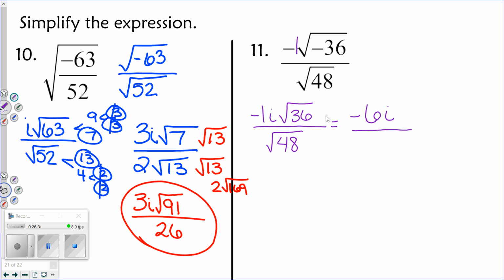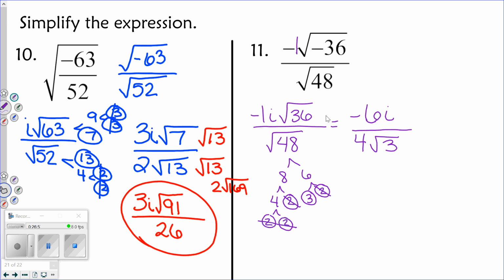Good. I can simplify the 48. Factor tree there. Okay, 8 and 6. 4 and 2. 2 and 2. 3 and 2. Good. Pair of 2s is 4. Single 3.